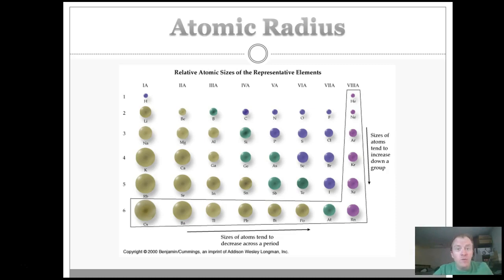A common mistake that people make, and something you want to avoid, is they'll say atoms get smaller as you go to the right because there are more protons and there's more attraction, period. They'll just say more protons.